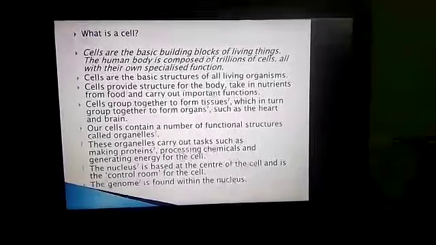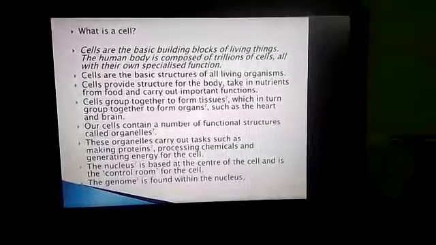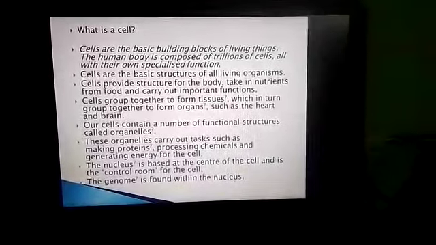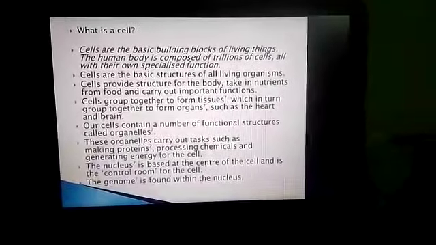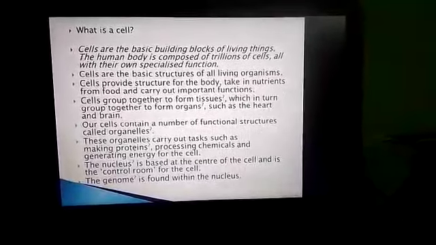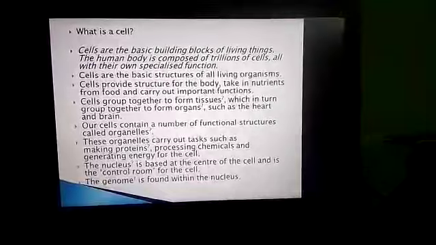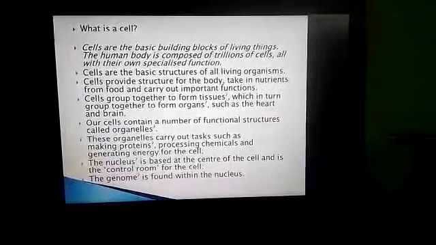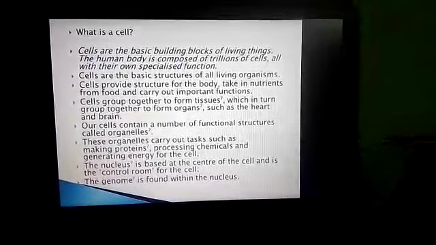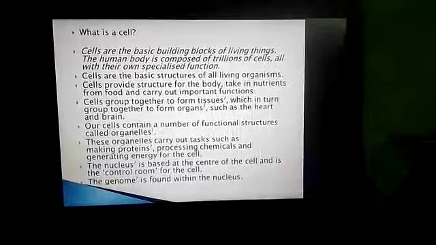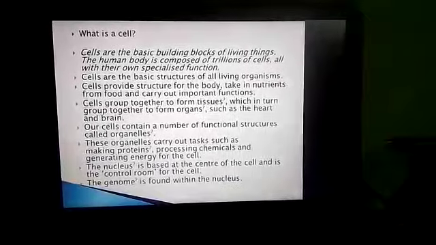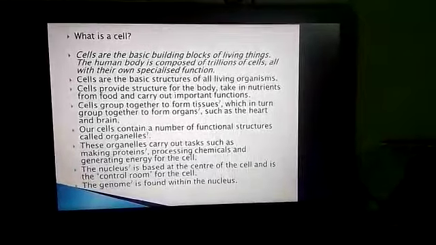Cells provide structure for the body, take in nutrients from food and carry out important functions. Cells together form tissues. Tissues together form organs such as the heart and brain, and these organs together form organ systems. Heart, brain, kidney, liver, stomach: so these are all what? Organs. These organs together form a living organism.